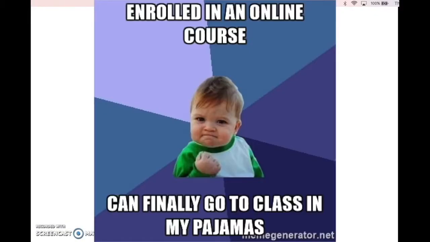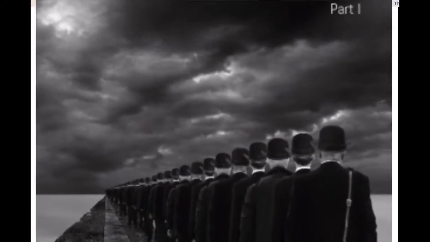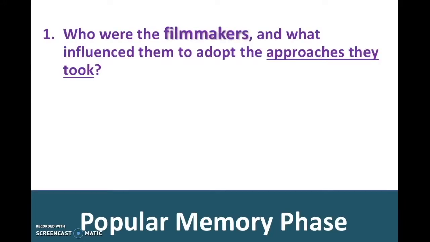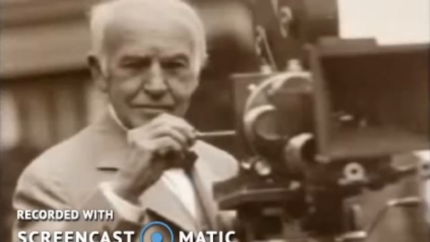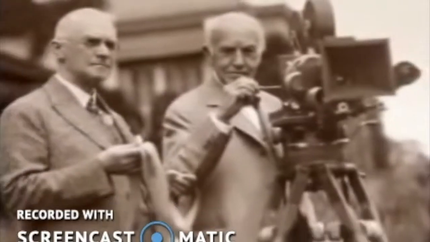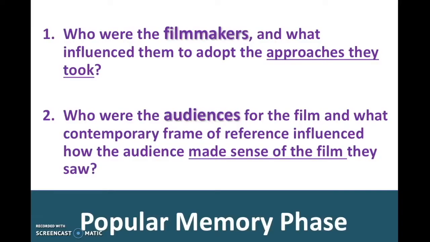We're going to completely base our lecture today on what we learned last week and specifically focus in on the popular memory phase. Do you remember that? The popular memory phase has two parts. First, remember, it was the filmmakers themselves and what approaches they took to make a film, looking at how and why they chose the films that they did. But also looking at the audience and how the audience changes over time.